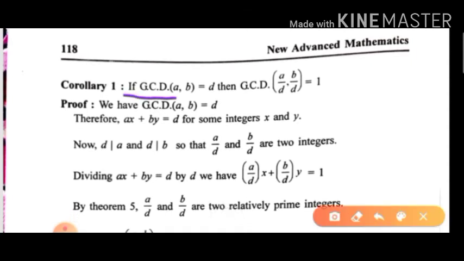Some corollaries are very important. This one: GCD of a and b equal to d, then if you divide, GCD of a by d and b by d is equal to 1. We will utilize this one. If a divides c and b divides c and GCD of a and b equal to 1, then ab also divides c. This is one of the important corollaries. We will be using this one. That means if a divides c and b divides the same number c and a and b are relatively prime, that means their GCD is 1, then their product also divides that number c.